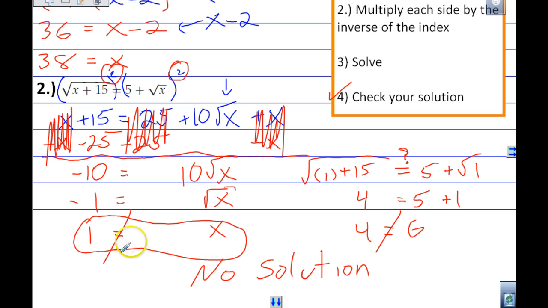This is called an extraneous solution as opposed to a regular solution. It's extraneous because it came out of the fact of squaring both sides. When you square positives, you get positives. When you square negatives, you also get positives, which leads to some potentially wrong answers. You get some false solutions.